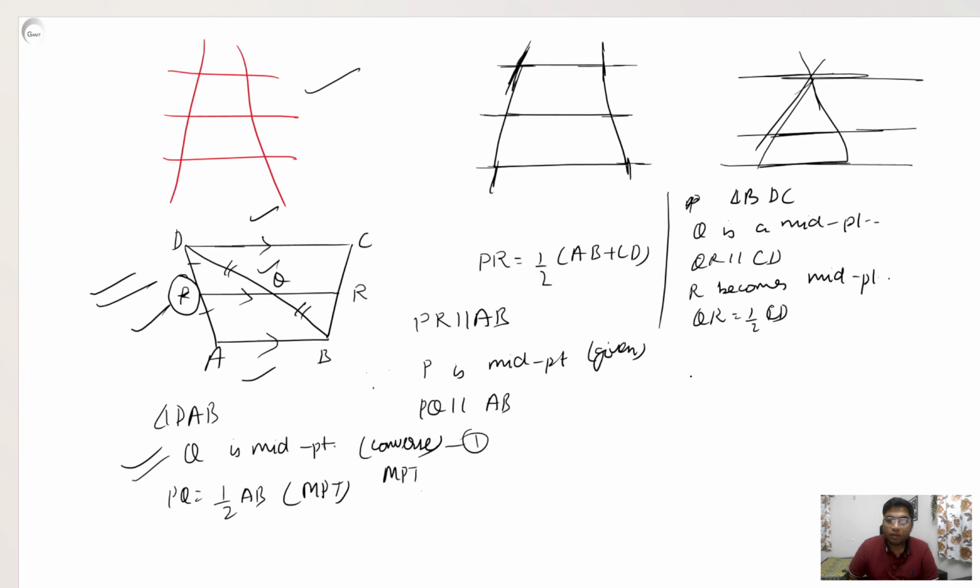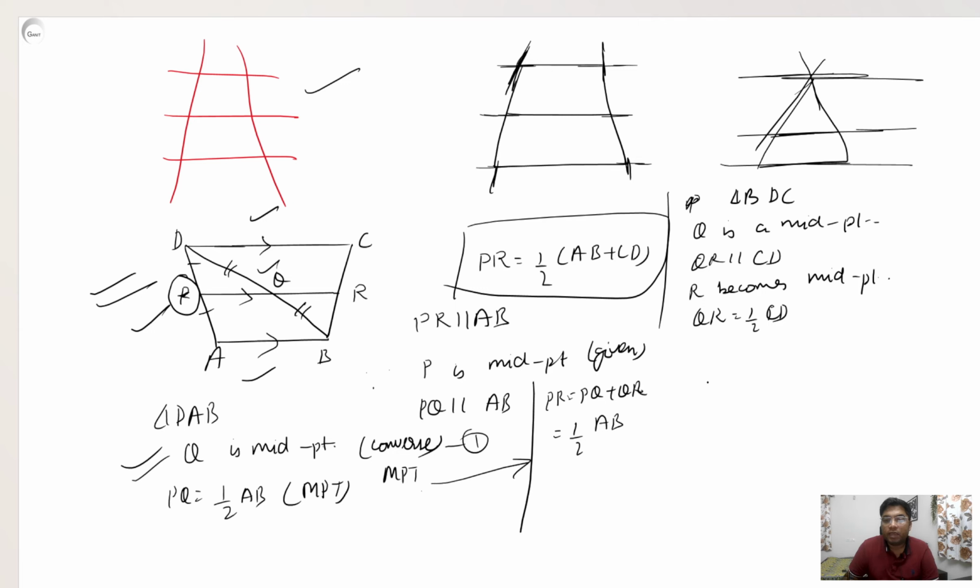Right? Now, what I'm going to do is write what the question is asking, PR. So PR is basically what? PQ plus QR, correct? What is PQ? Half AB. See? And what is QR? Half CD. That means PR is half of AB plus CD. Hence proved.